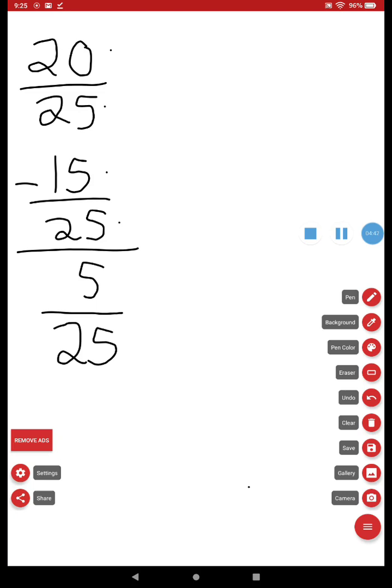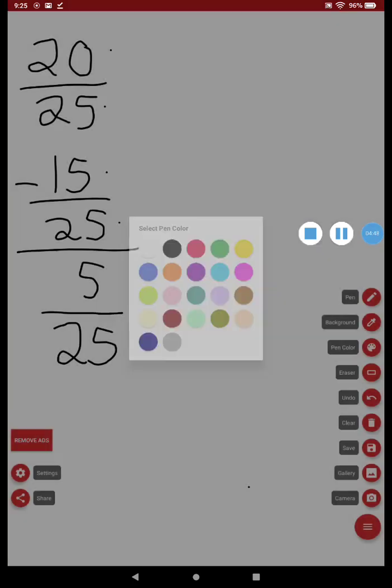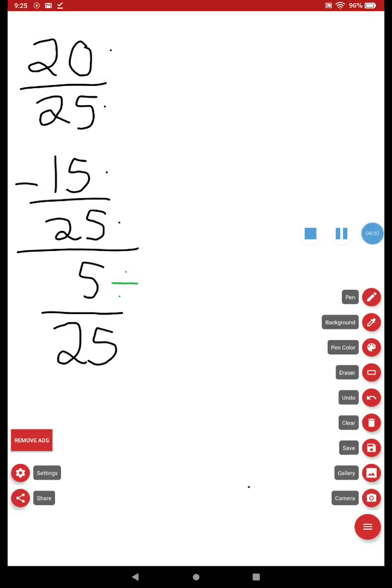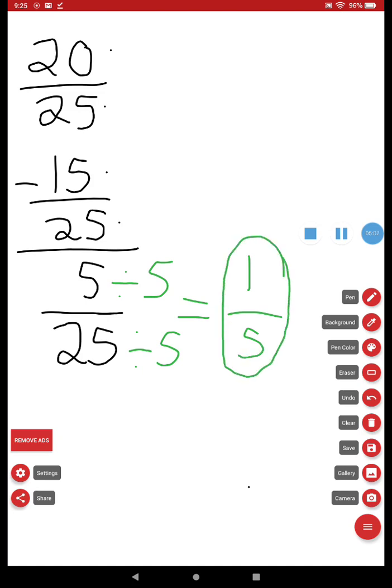5/25 is not simplified. Why not? Well, because 5 can fit inside of both of them. 5 divided by 5 is 1. 25 divided by 5 is 5. 1/5, 1 is prime, so 1/5 is in simplest form.